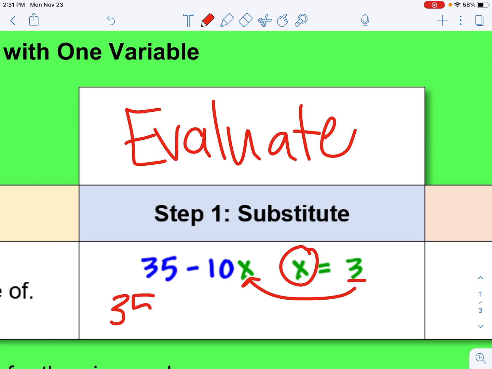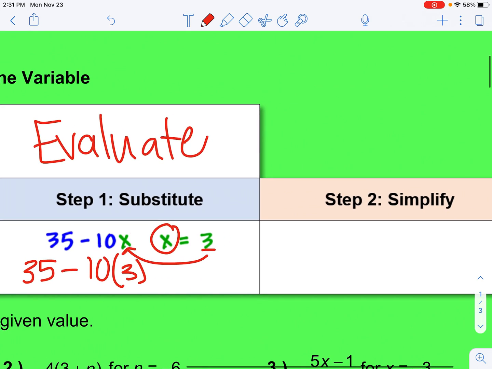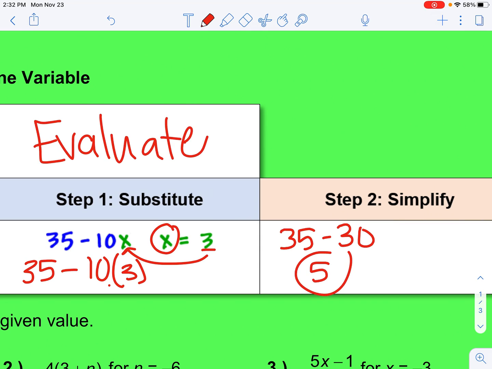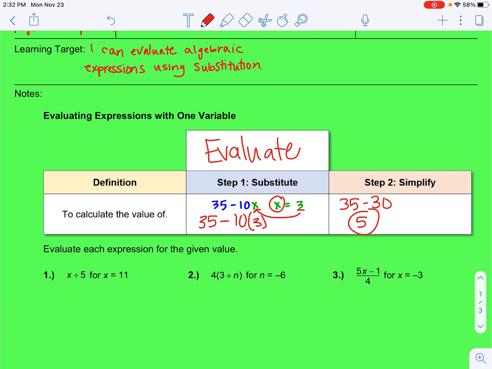So let's rewrite our little expression. We have 35 minus 10 times 3. Alright, so now our next step is to simplify. This is where we use order of operations. Do we subtract first or do we multiply first? Right, we multiply first. So 10 times 3 is 30. So I'm really taking 35 minus 30, which gives you 5 for an answer. So that is what we are going to be working on for this lesson.